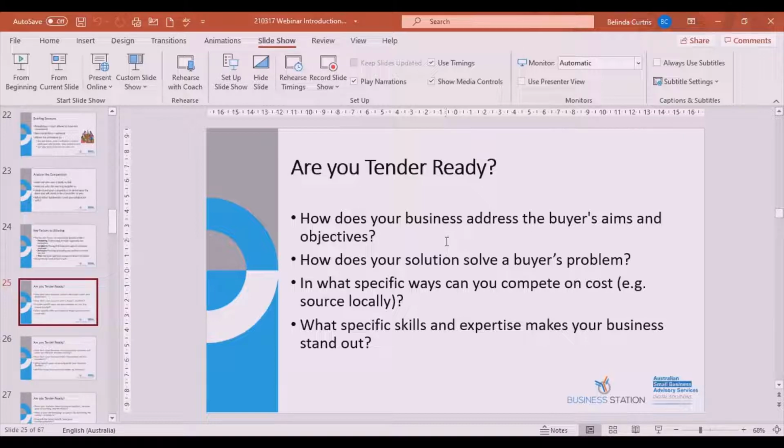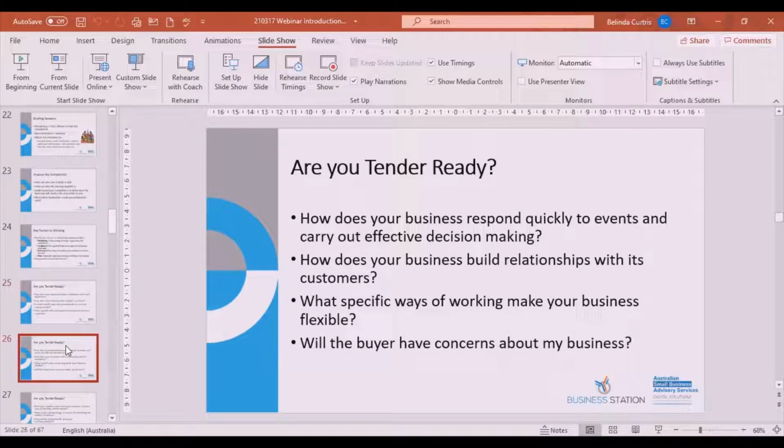looking for. So, how are you going to address their aims and objectives? How are you going to solve their problem? What ways can you compete on cost? What sort of skills and expertise make your business stand out? How do you respond quickly to events and carry out decision making? Your relationship building, your flexibility as an organisation. And the last dot point there, will the buyer have any concerns about my business? So this is looking at your credibility.